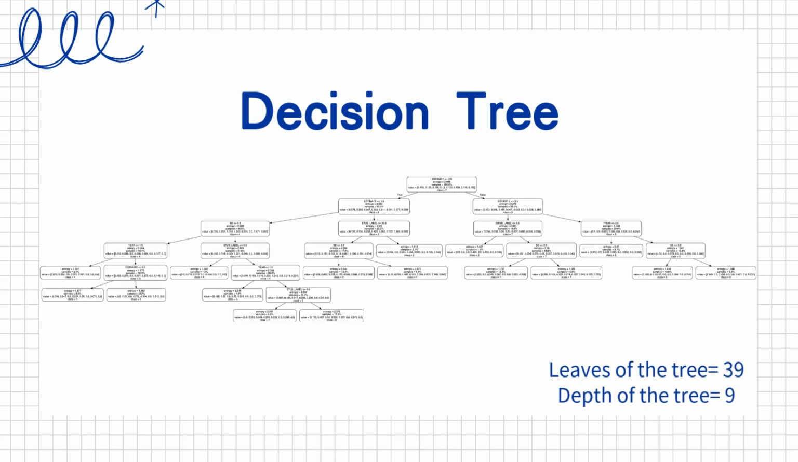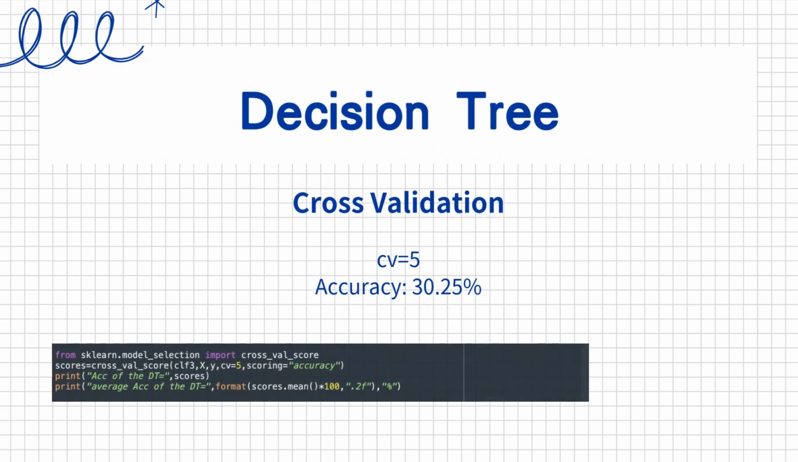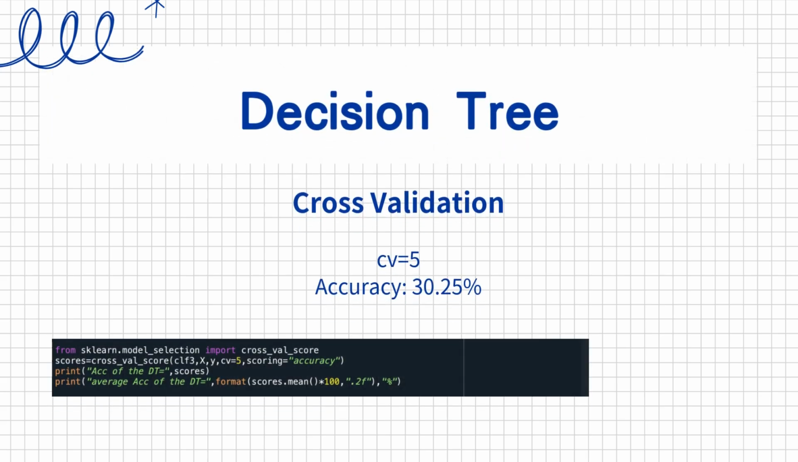And this is our decision tree. To ensure the model's robustness and generalization, a fivefold cross validation was performed. The decision tree model was evaluated on multiple data subsets, providing an average accuracy of 30.25% across the folds.